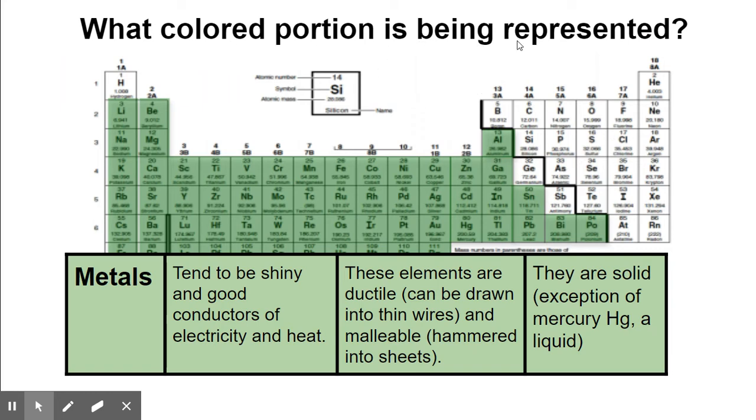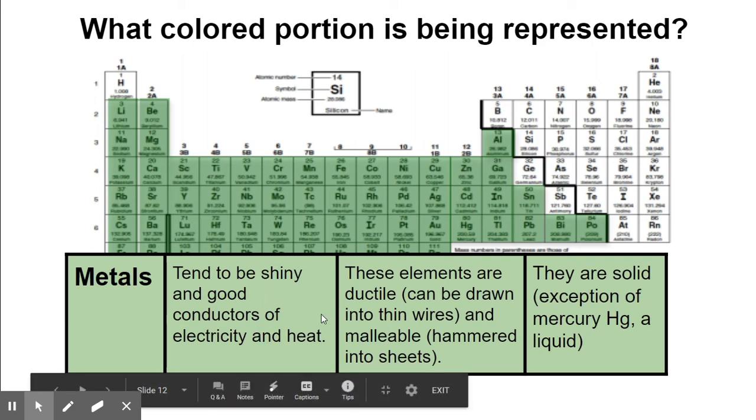What colored portion is being represented? So here on the periodic table, all these green elements are going to be metals. They tend to be shiny, good conductors of heat and electricity. These elements are ductile, which means they can be drawn into thin wires, and they're malleable. They could be hammered into sheets. They're solid at room temperature, with the exception of mercury, which is right here. Mercury is a liquid at room temperature.